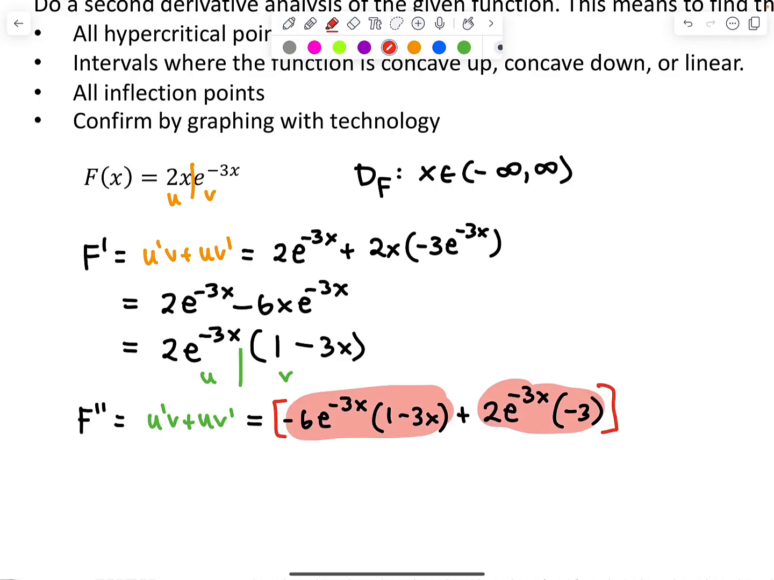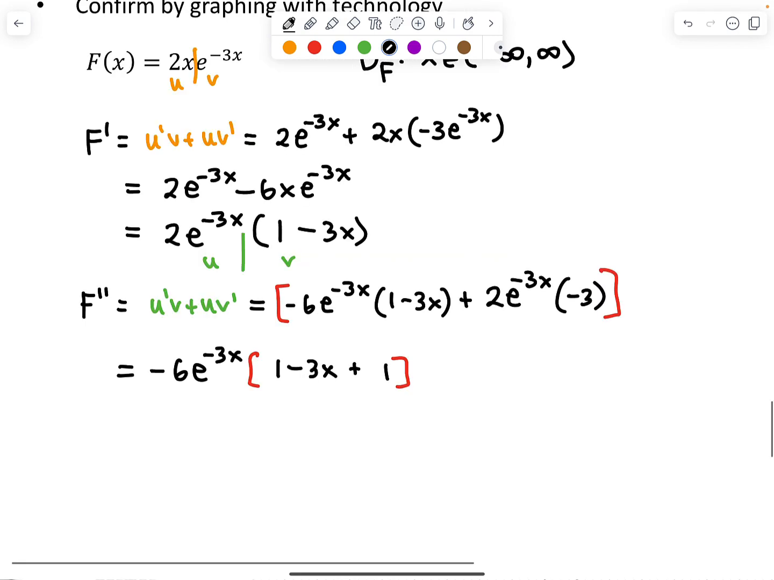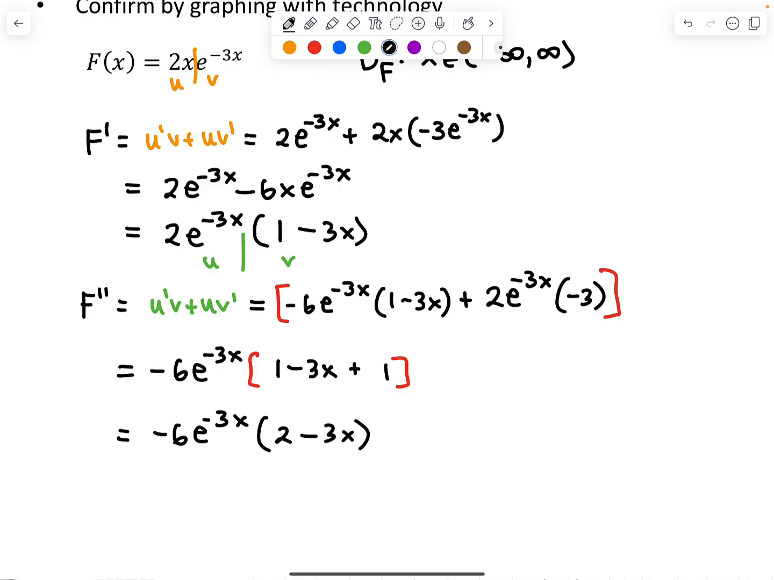Now I'm going to do my factoring up front. There are two terms here. Let's see what's common to both terms. There will be a -6 in both terms that can be factored out, as well as the exponential. So we get -6e to the -3x, and then inside the red brackets, we would have in the first term only the 1 minus 3x, so I don't need to put it in parentheses any longer. And in the second term, everything was factored out, so there would be a plus 1 in its place. So in the end, our second derivative is -6e to the -3x times 2 minus 3x, and this is in factored form. We do its domain next.